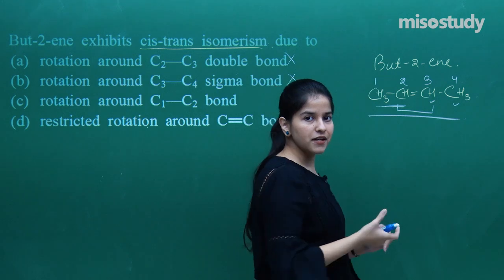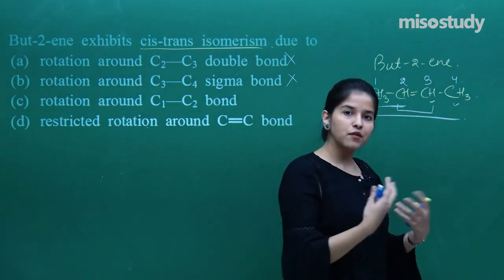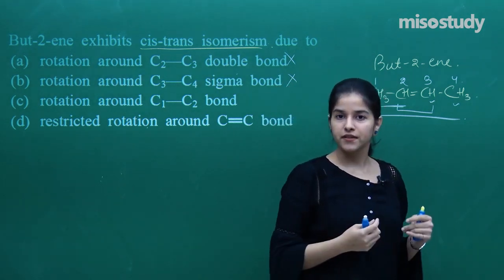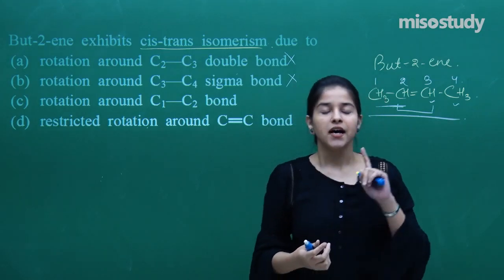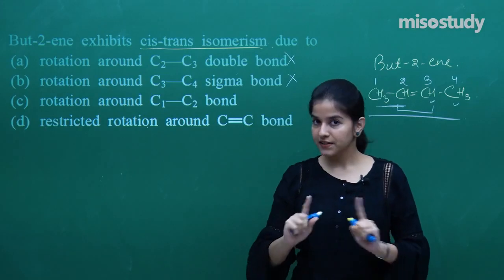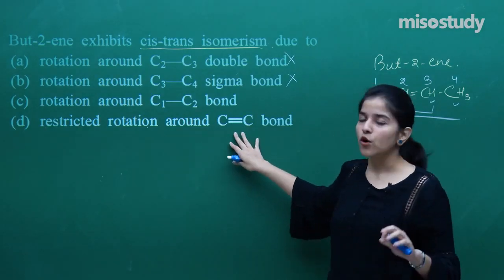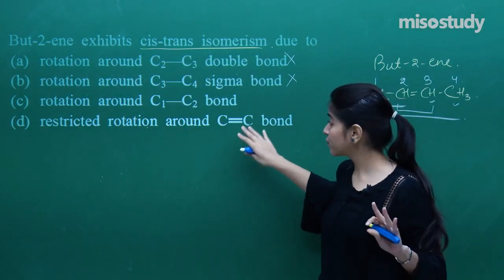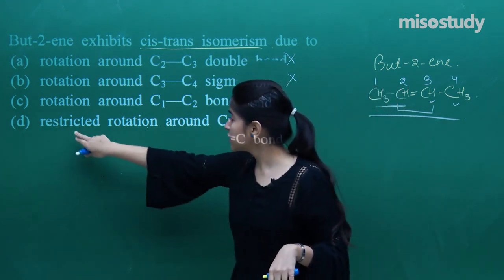Again, it will be a sigma bond rotation. Again, I will be getting the conformations, right? Not configurations. I hope everybody is clear with what conformation is and what configuration is. Clear? What I am left with is option number D. Let us just check whether it is a correct one or not.